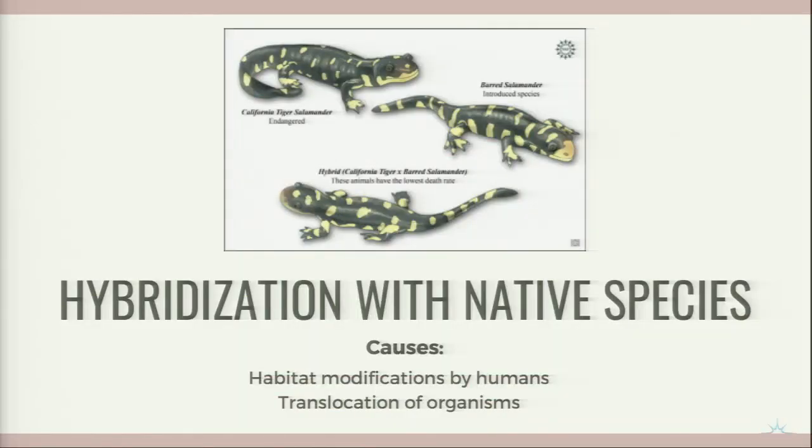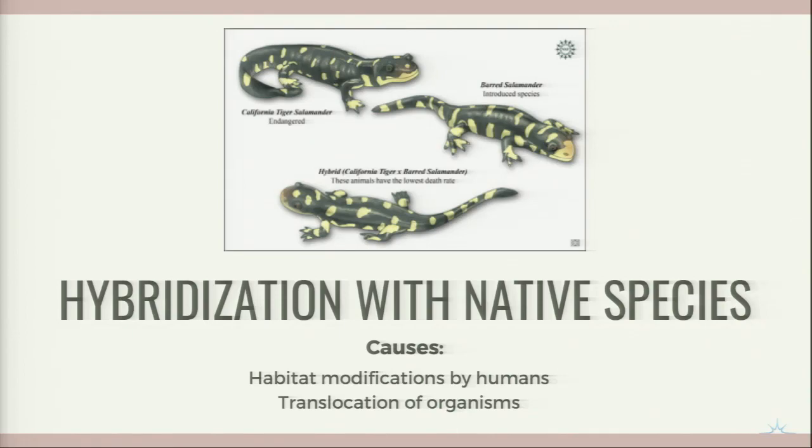So the potential for invasive species to hybridize with native species is increasing exponentially due to anthropogenic or human-based causes. The two main human activities that are contributing to this include the translocation of organisms and habitat modification. Both of these things are just allowing for the greater dispersal of these exotic or non-indigenous species.